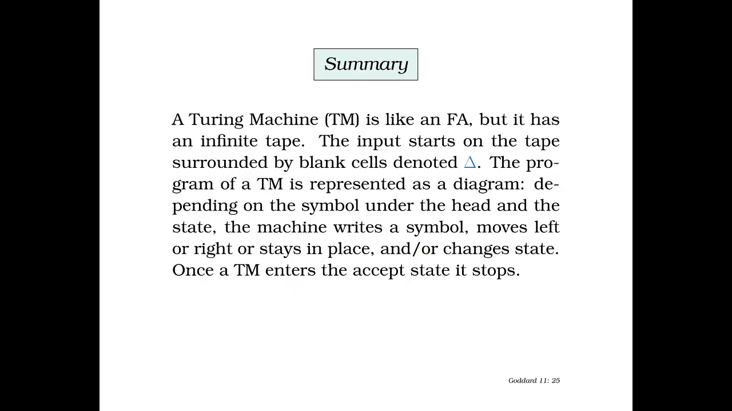So to summarize this chapter, a Turing machine is just like a finite automaton, but it has an infinite tape. The input starts on the tape, surrounded by blank cells denoted by, say, delta or any other symbol you want to use. The program of a Turing machine is represented as a diagram, and what happens next depends upon two things: what is the symbol under the head and the internal state of the machine.